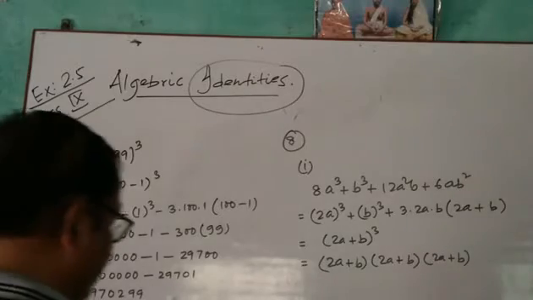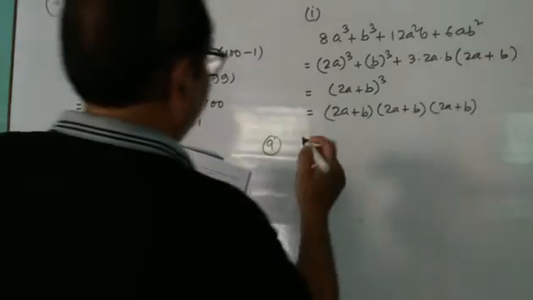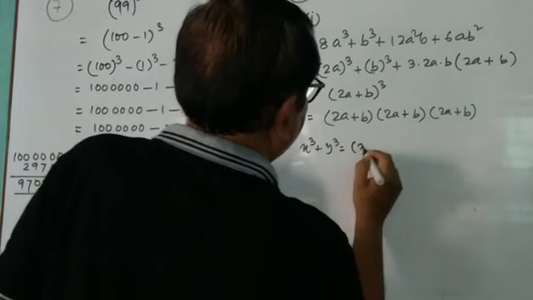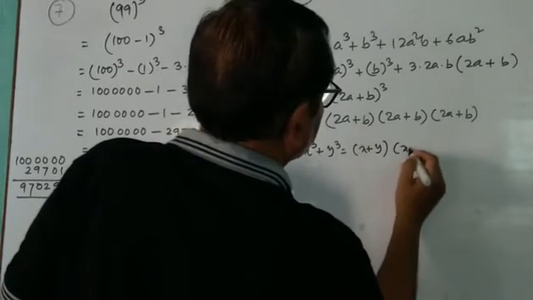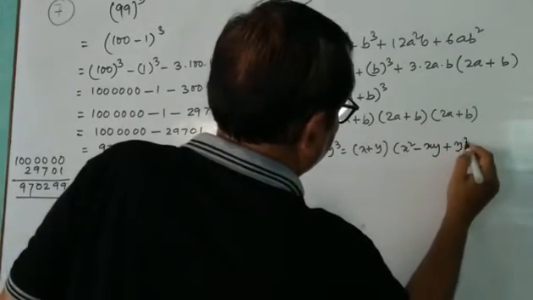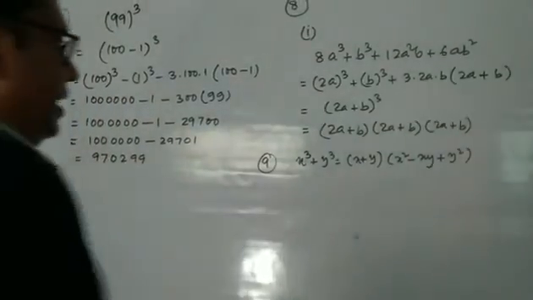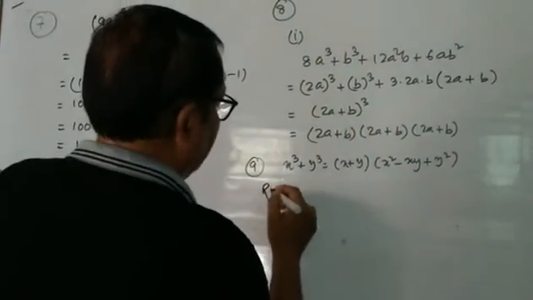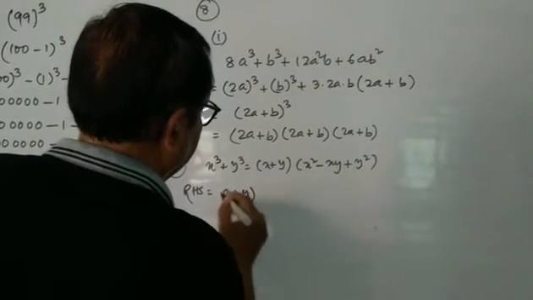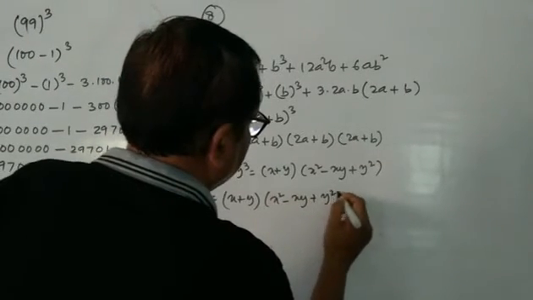Now question number 9. See students, verify that x cube plus y cube is equal to x plus y into x square minus xy plus y square. You have to verify it. Two types of questions are there. How to verify it? Let me tell you. You will simply write RHS equals to x plus y into x square minus xy plus y square.